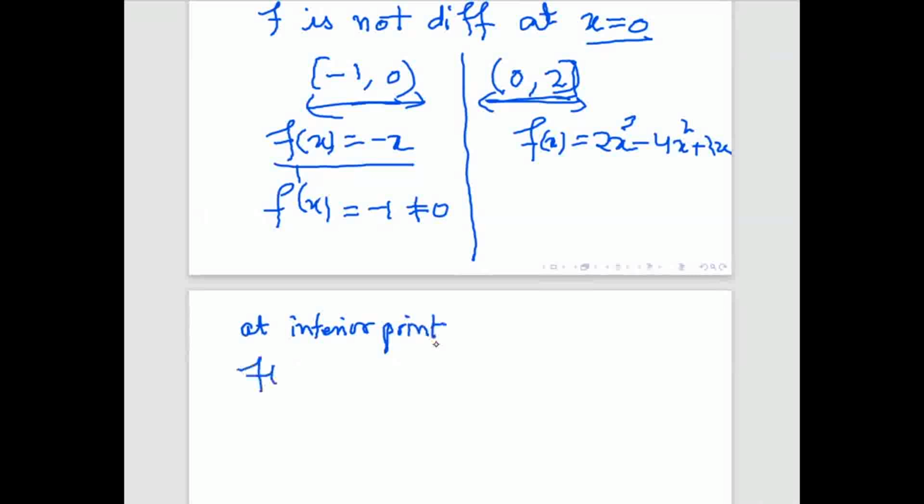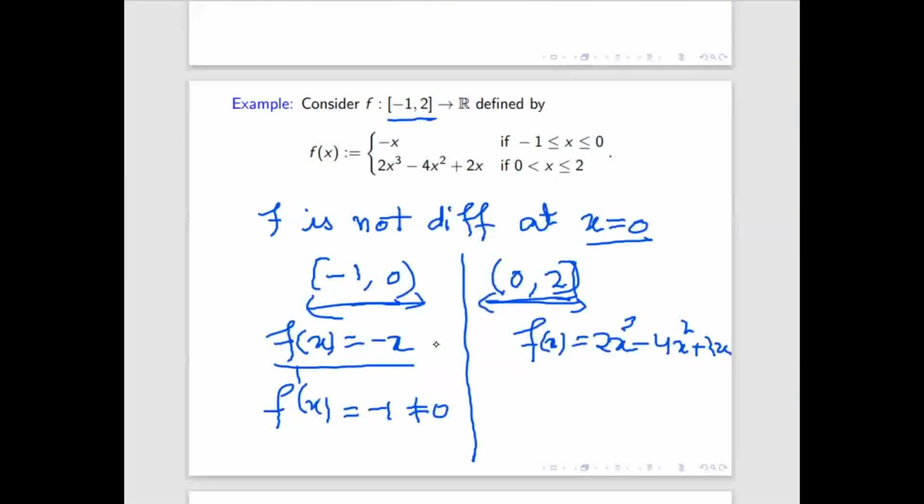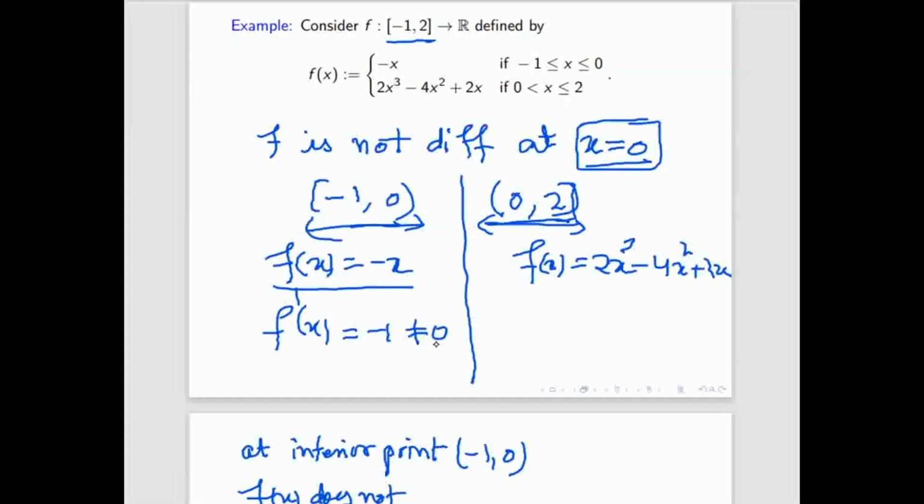That means in the open interval -1 to 0 it doesn't have maxima or minima. At -1 it can have, so we have to check -1 separately. We'll check later. Here 0 we will check separately. Now come to this part, 0 to 2. What is the derivative of this, f dash x, and find the maxima minima.